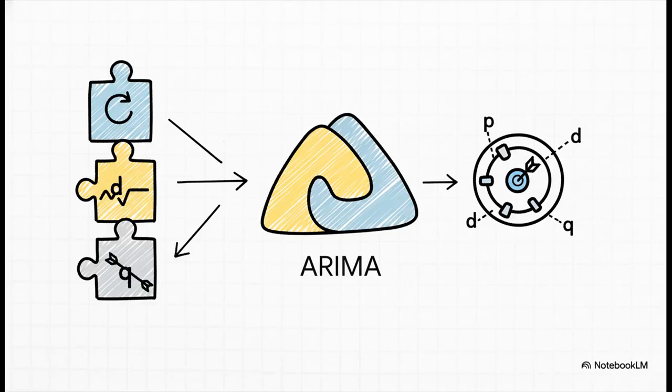So when you put it all together, these three pieces, AR, I, and MA, come together to form the model's signature, ARIMA (p, d, q). And the real trick, the art of it all, is finding the right numbers to plug in for P, D, and Q. That's the key to building an amazing forecast.